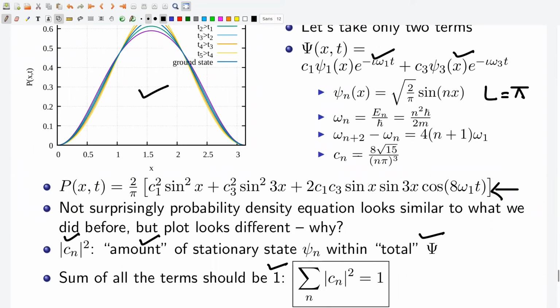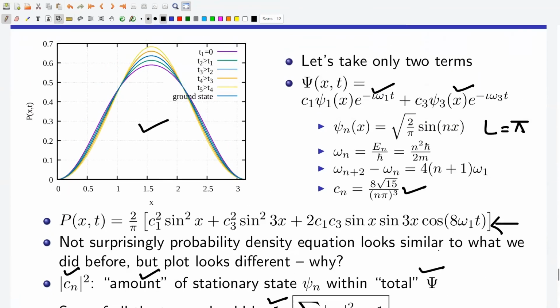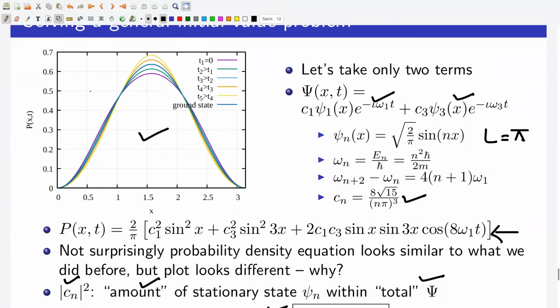So in this example, if you calculate C1, then you will find that C1 square turns out to be 0.9986. That means the particle is almost entirely in the ground state and a very small amount of it is in the excited state. That is why if you plot P of x,t as a function of time, it appears that all the probability densities look very similar to the ground state probability densities.